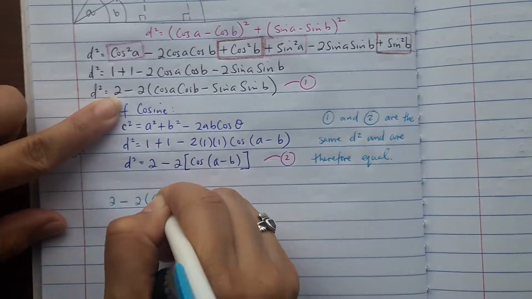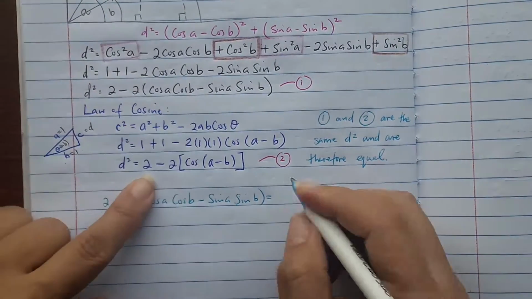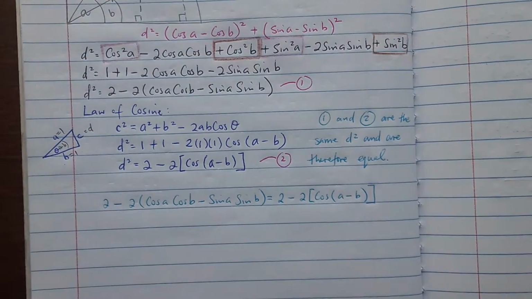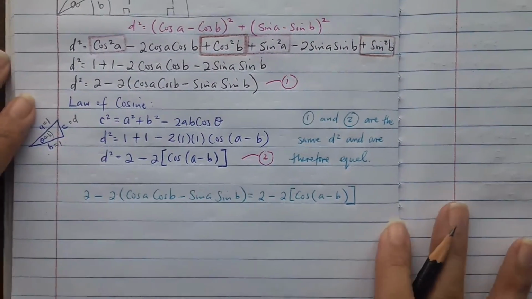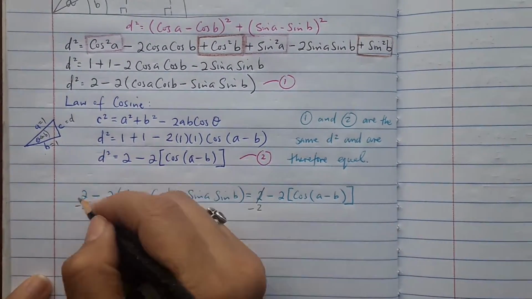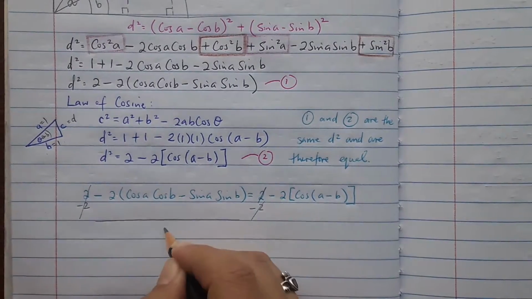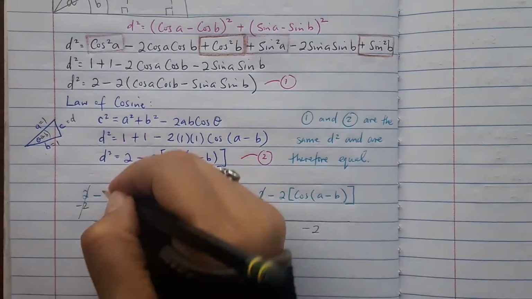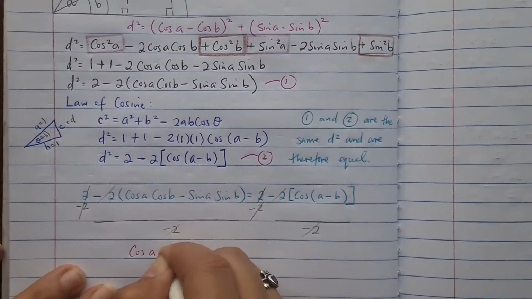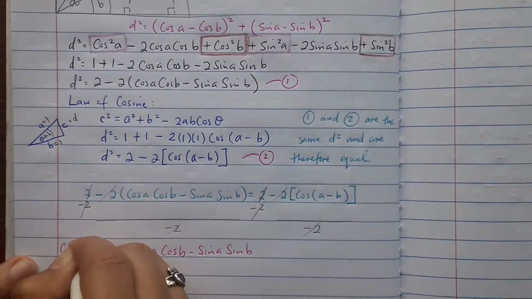Alright, so write it out. So that's the first d squared is equal to the second d squared. Then we're going to simplify. So first thing I can do is subtract 2 from both sides, getting rid of the 2's. And then I can also divide both sides by negative 2. That will get rid of those negative 2's outside. And then that's just going to leave me cosine of A minus B equals cosine A cosine B plus sine A sine B, which is a difference of angles.